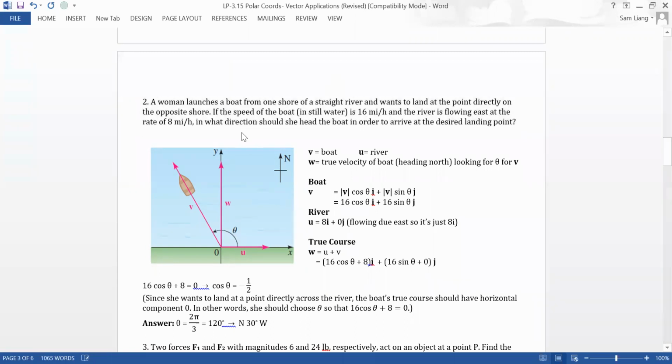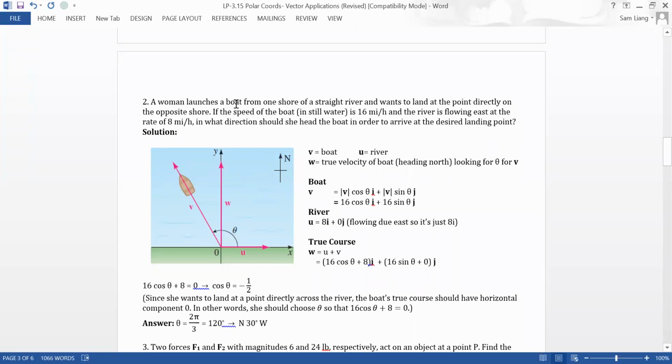Let me just write the solution here. This is a problem that you're going to see on the homework. It's going to be a very similar situation with a boat, and as you're going to see, we're going to find the angle. That's what we're trying to find.